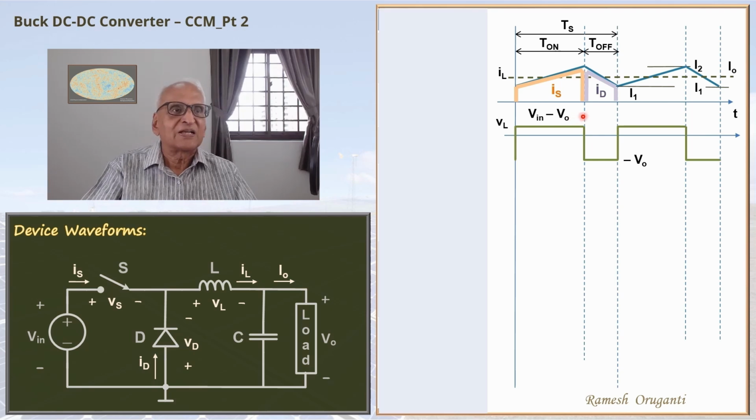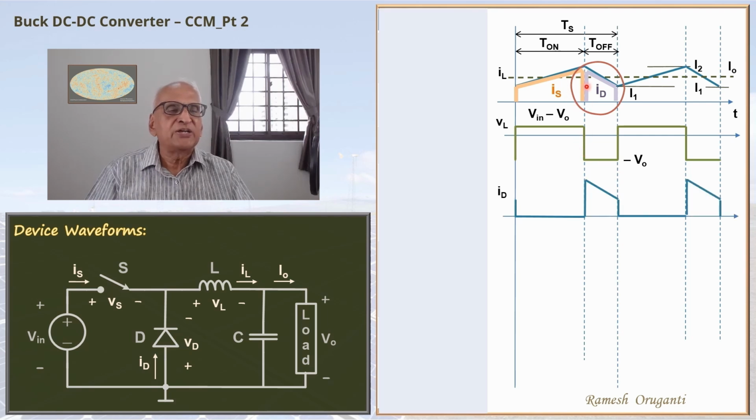First, let us consider the diode current. The diode current is the part of the inductor current that flows during off interval. So if you take the part of the inductor current during off interval, that will be the diode current. We have plotted it here. This value is I2, this value is I1, so this will be I2, this will be I1.